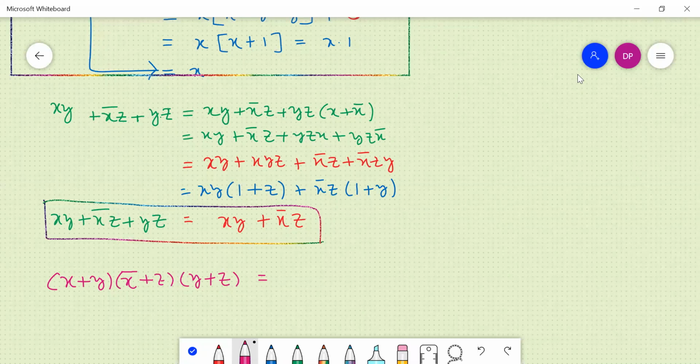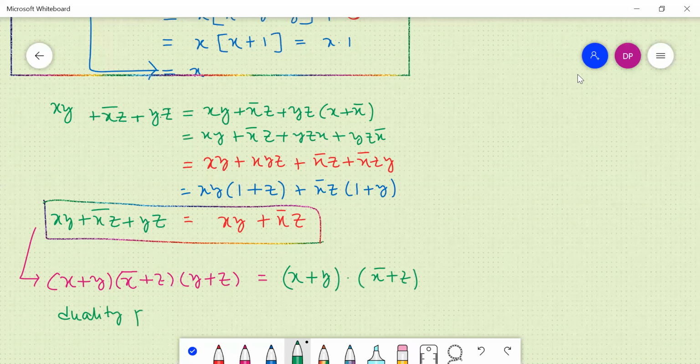This is like duality of this. Where you have AND, it can be replaced with OR gate. Where you have OR gate, it can be replaced with AND gate. So what we can write? We can write X plus Y. x and y will become x or y, and this plus will become a dot, right? Then X bar plus Z. This is from the duality property, using duality property.